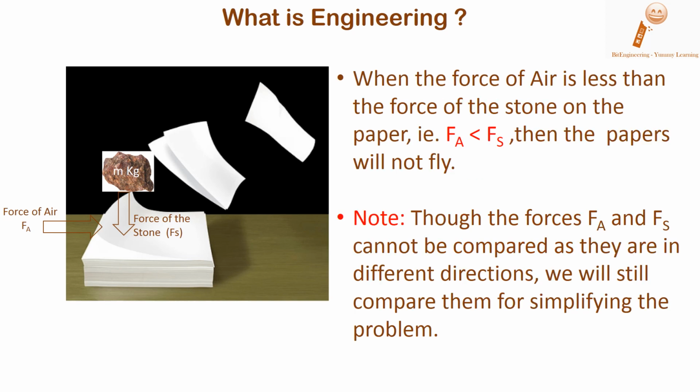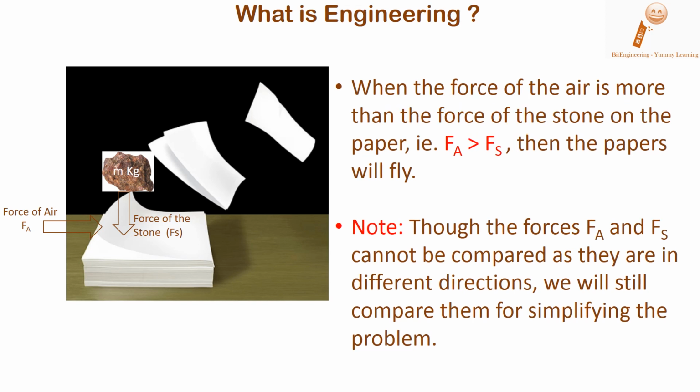When the force of air is less than the force of the stone on the paper, that is, Fa less than Fs, then the papers will not fly. Note, though the forces Fa and Fs cannot be compared as they are in different directions, we will still compare them for simplifying the problem. When the force of air is more than the force of the stone on the paper, that is, Fa greater than Fs, then the papers will fly.